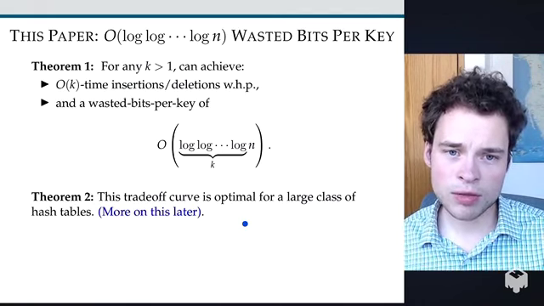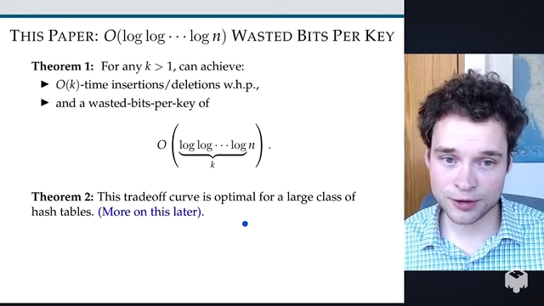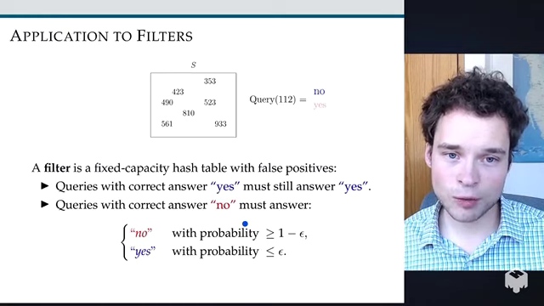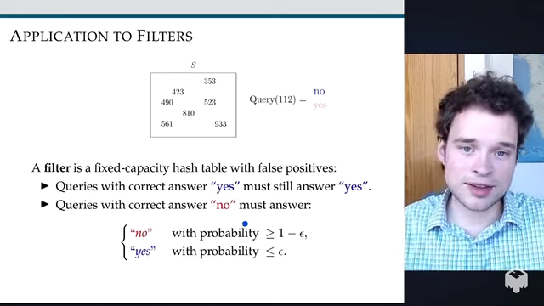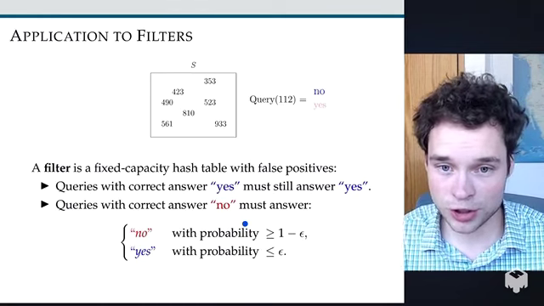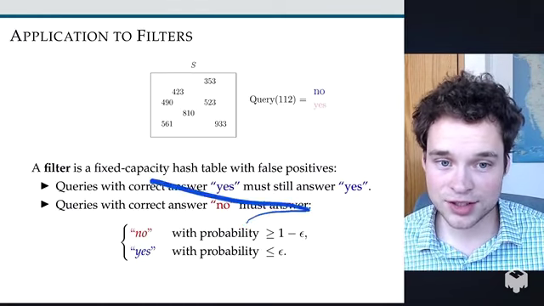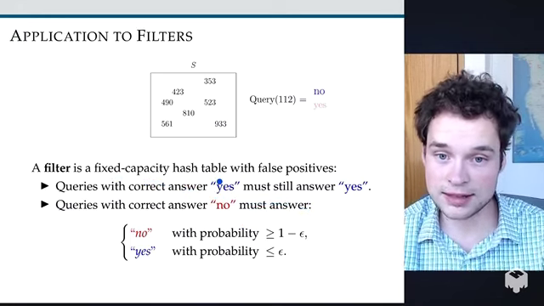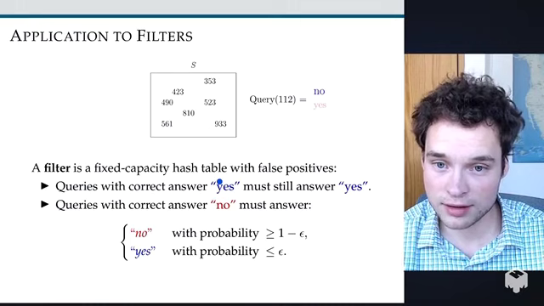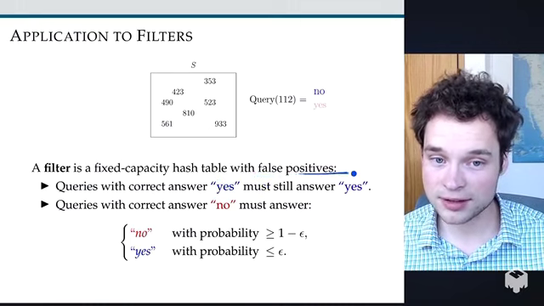Okay, so those are the main results in the paper. And before I dive into the details for where they come from, I want to talk about one surprising application. So this application is to another type of data structure known as a filter. And the way to think of a filter is that it's just a fixed capacity hash table, so it has some bound on the number of keys that it can store at any given moment. But the difference between a filter and a hash table is that there are false positives.